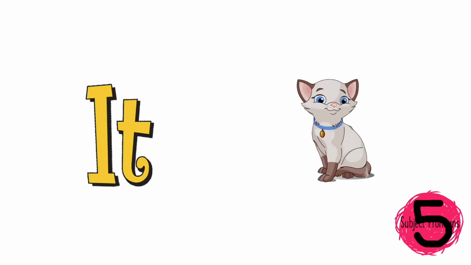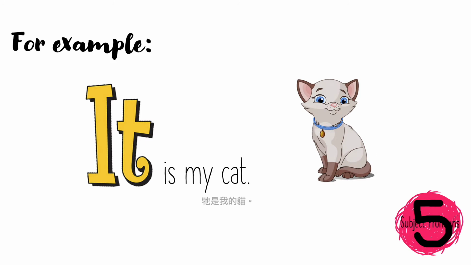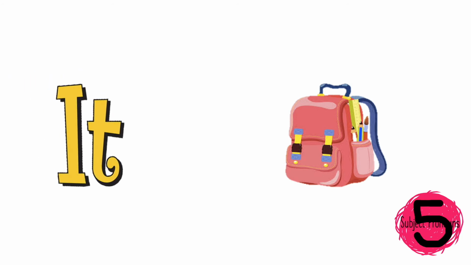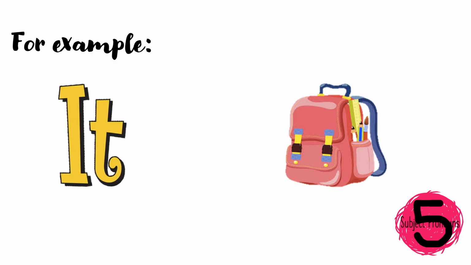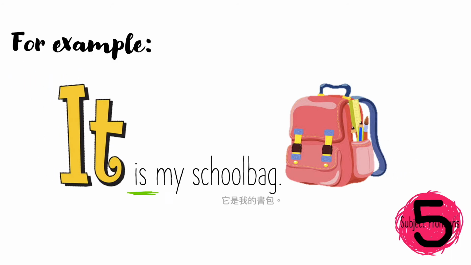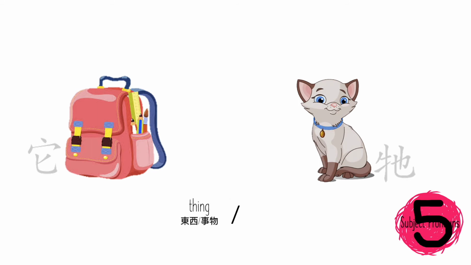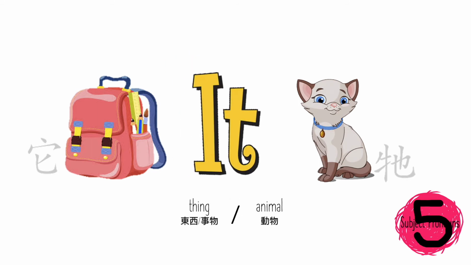Number 5, if you want to talk about an animal, you use it. For example, it is my cat. Is the main verb. It is the subject. Another example, it eats a lot of fish. Eats is an action verb. Who does this action? It does. It is the subject. How about a school bag? You also use it. For example, it is my school bag. Is the main verb. It is the subject. So, if you want to talk about a cat or a school bag, basically something that is not alive or an animal, you use it.